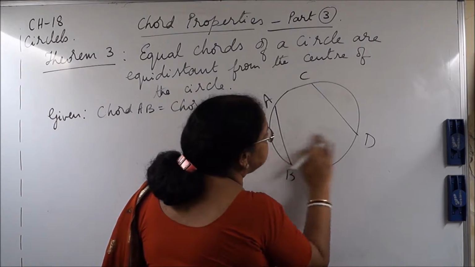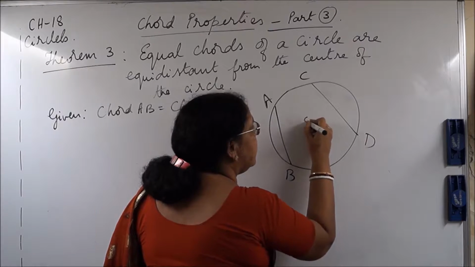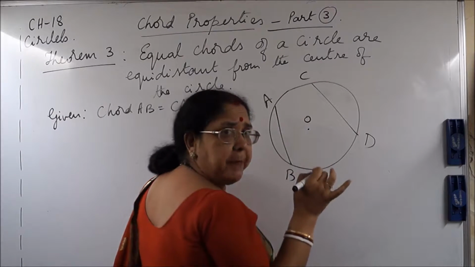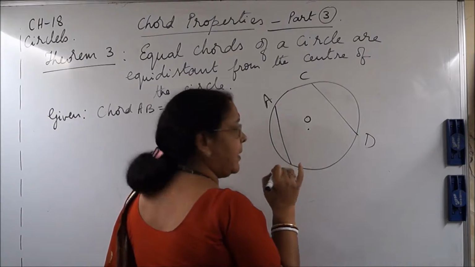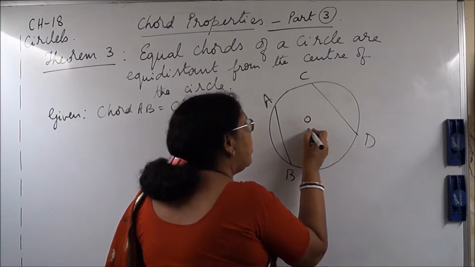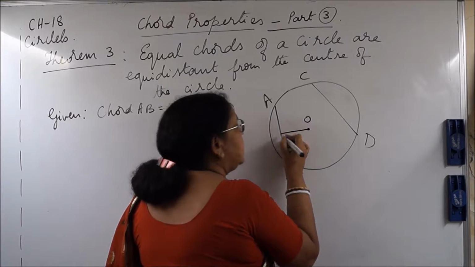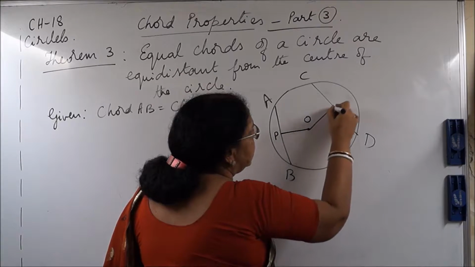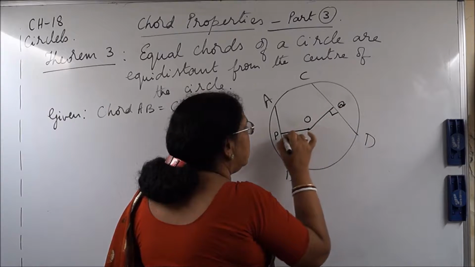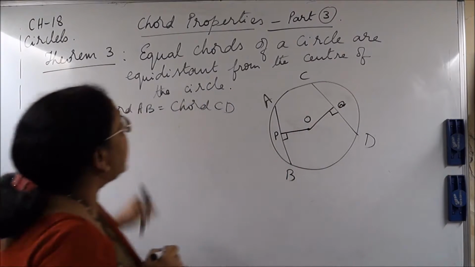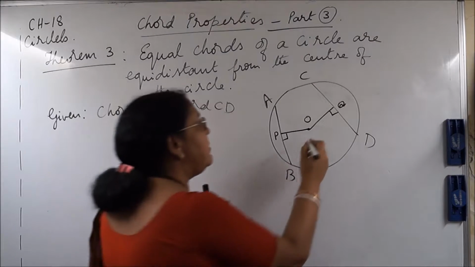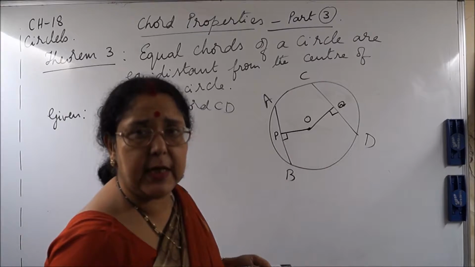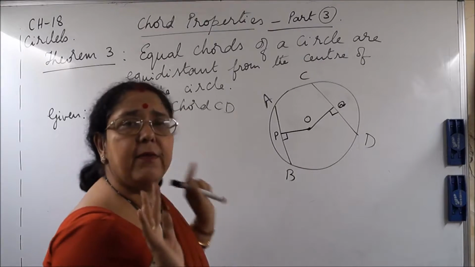So let me draw it properly. Suppose this is the center, as we have taken, O. Equidistant means perpendicular distance, so we have to draw perpendiculars. Let us draw from O a perpendicular on the chord AB, say OP. And let us draw a perpendicular, say OQ, on chord CD. According to this theorem, OP will be equal to OQ. Let us verify whether they are equal or not. This theorem says they will be equal.